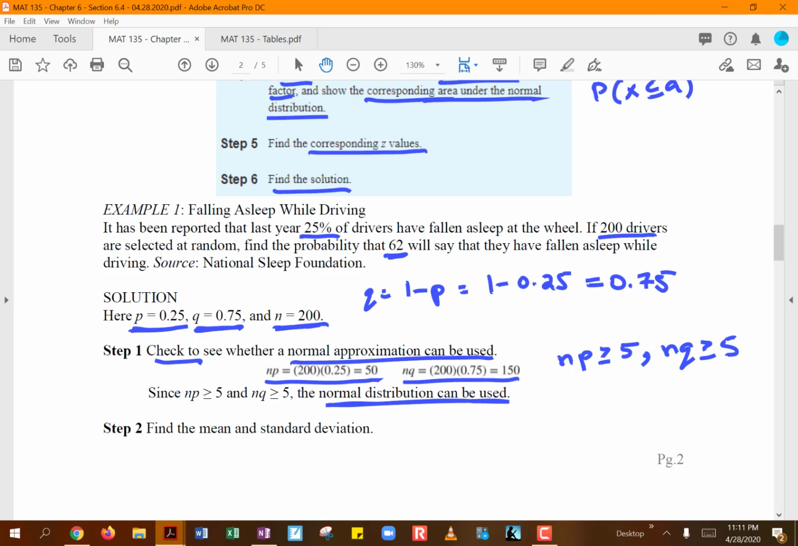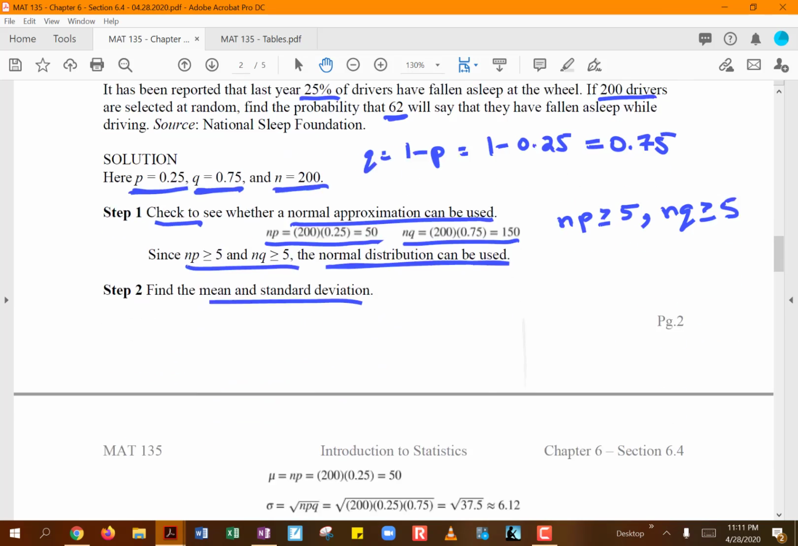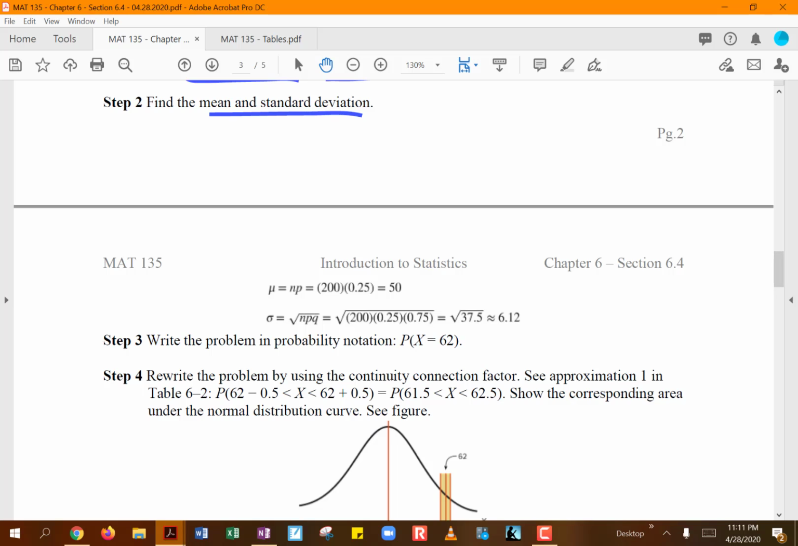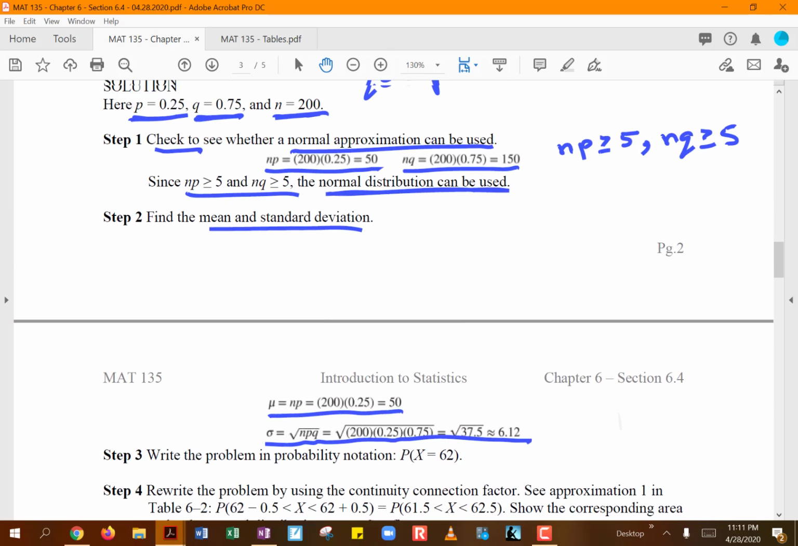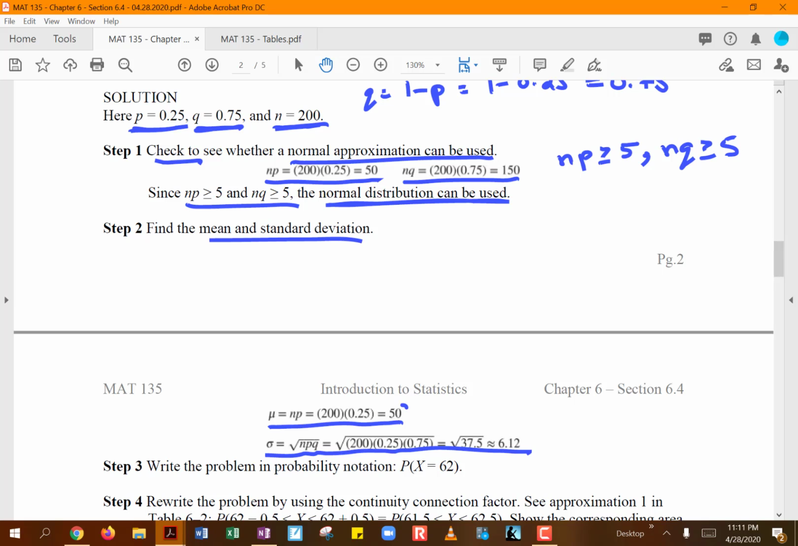So once you have that, find the mean and standard deviation. Mean is n times p, which is 50. Sigma is the square root of n times p times q, which comes out to be 6.12. Now, you actually do the mean calculation right over here where you are checking in the first step. So you've already taken care of the mu. So really just bring that number down here and then find your standard deviation.